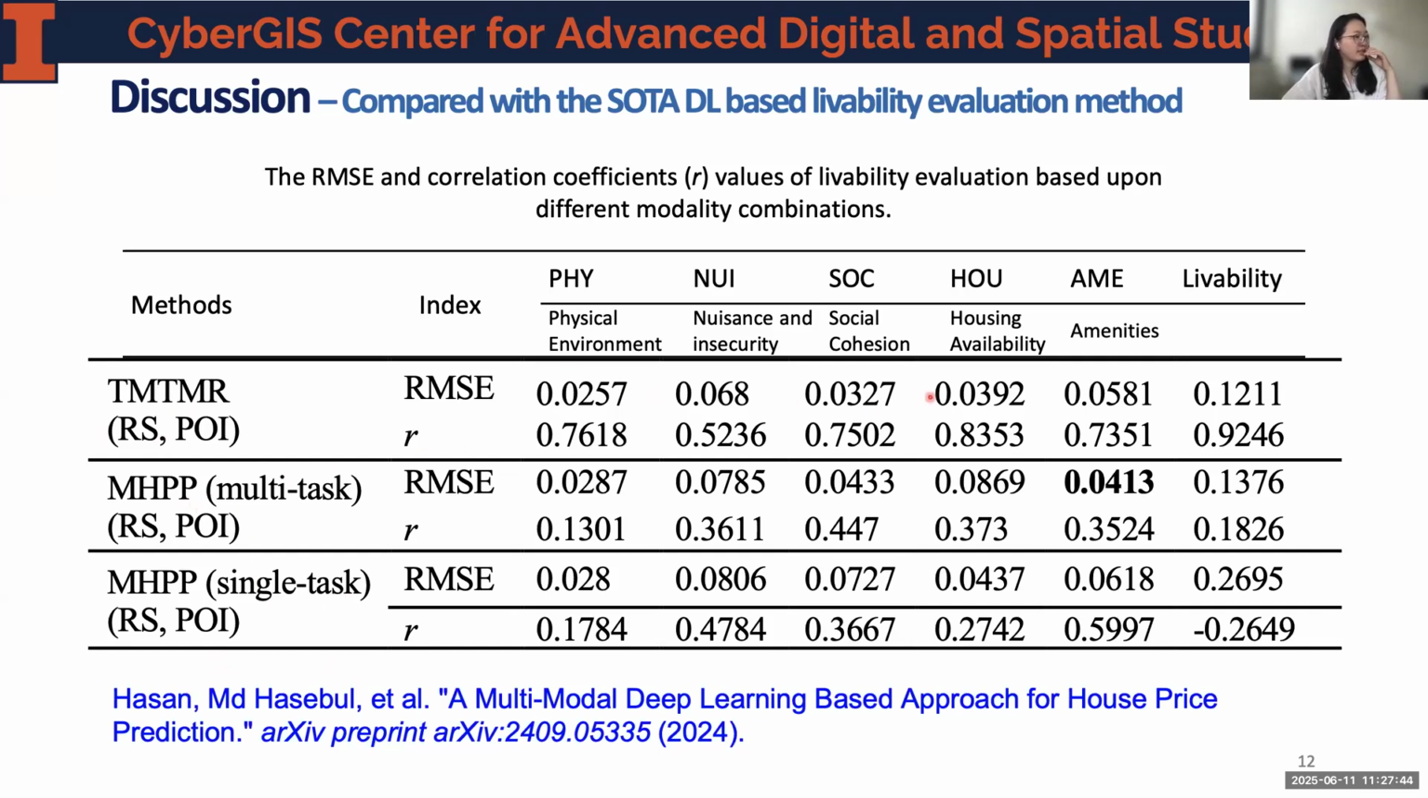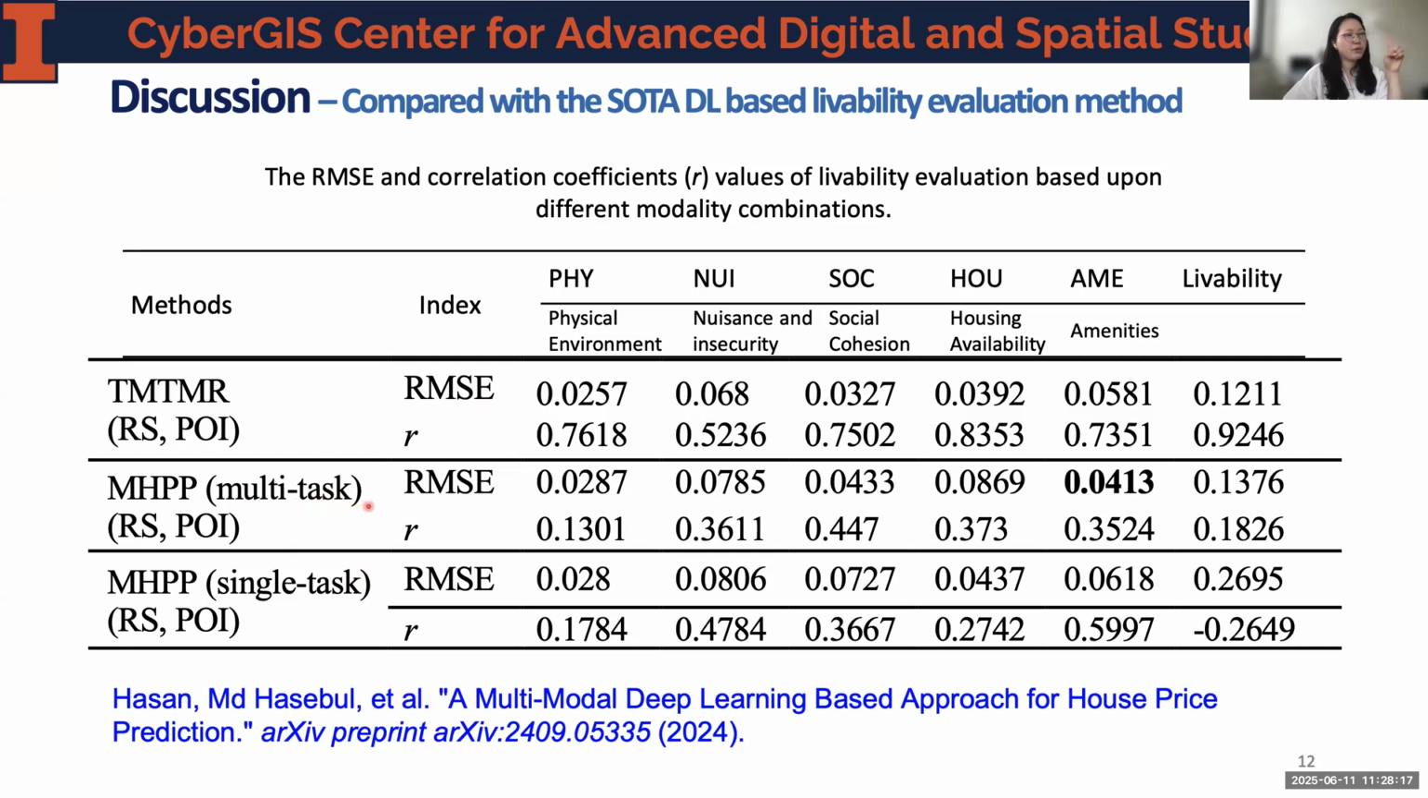We also found that, except for the amenities RMSE, our proposed method performs better than the compared one, no matter on the overall livability or the 5 domain scores, and no matter on the RMSE or the R value. For the compared one, we also tested the performance on the multitask and the single task.